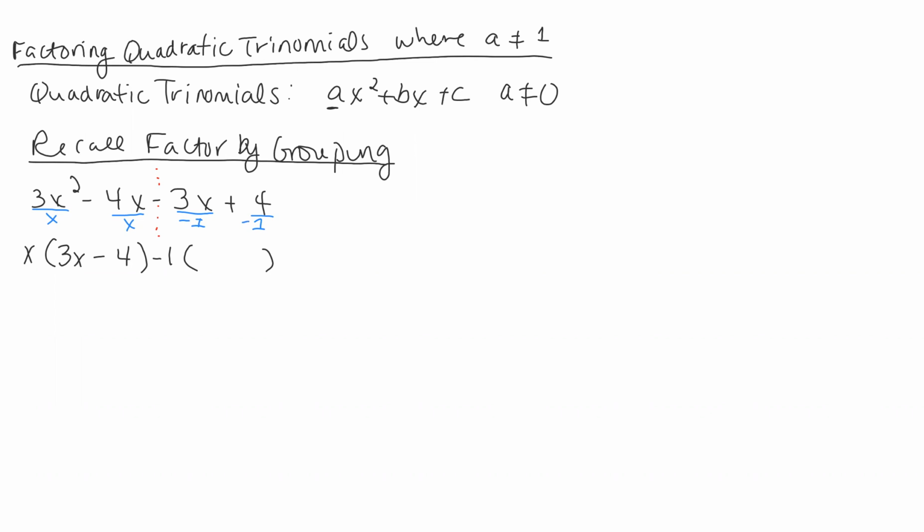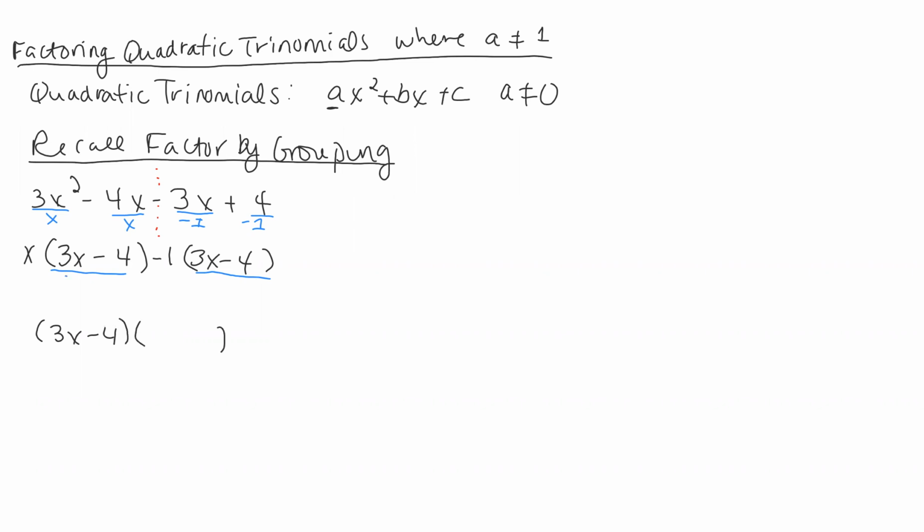And I'm left with 3x minus 4. Negative 3x divided by negative 1 is positive 3x. And 4 divided by -1 is -4. So now you'll notice that the stuff inside parentheses is the same. That makes this our GCF. So I'm going to write down my new GCF, 3x minus 4. I do keep it in parentheses.